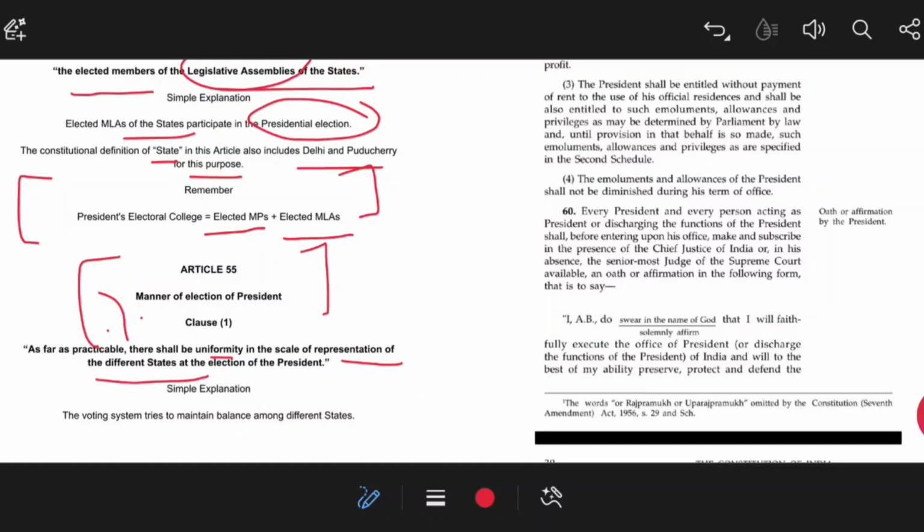Now how? Because of their population. If the population of a state is large, there will be more MLAs, otherwise the number of MLAs will be reduced. So it depends on the population. But Article 55 says that as far as practicable, there shall be uniformity. So the voting system tries to maintain balance among the different states, because different states have different populations, and that's why a different number of MLAs are elected in that particular legislative assembly.